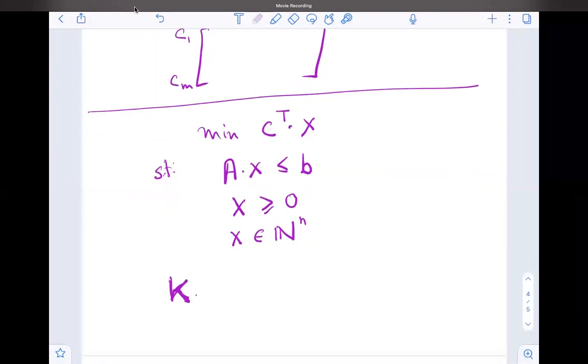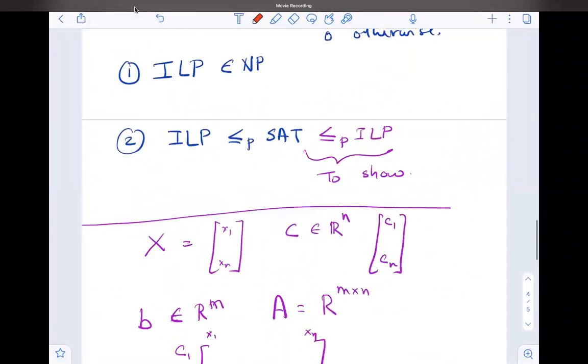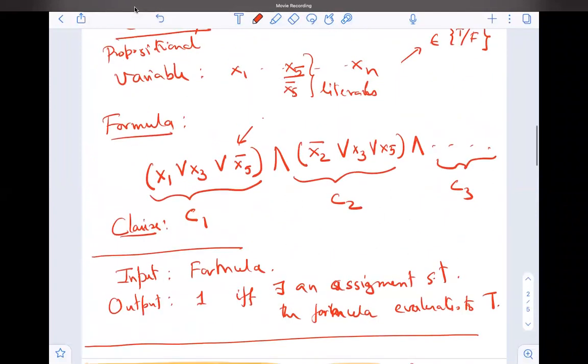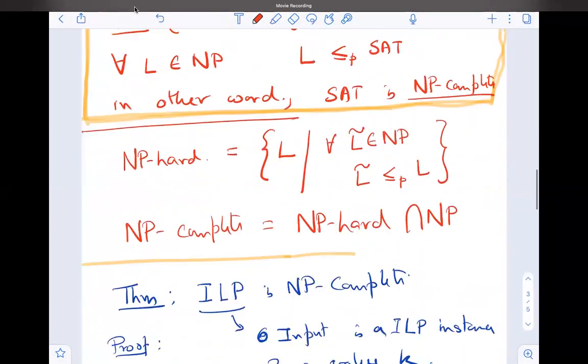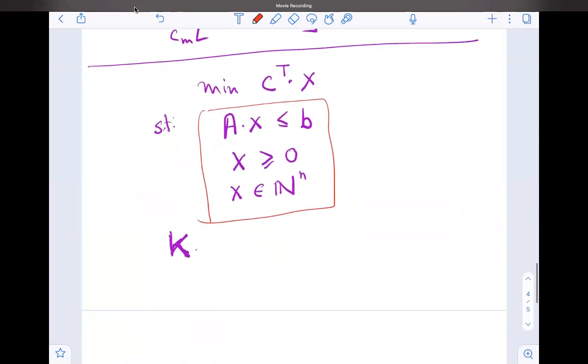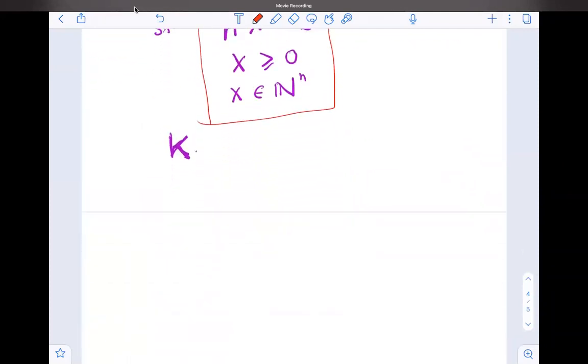What happens if you take such a SAT instance and convert it into a set of equations such that if it is satisfiable, then this set of equations is satisfiable, or otherwise not. So what I will take is an instance in SAT.